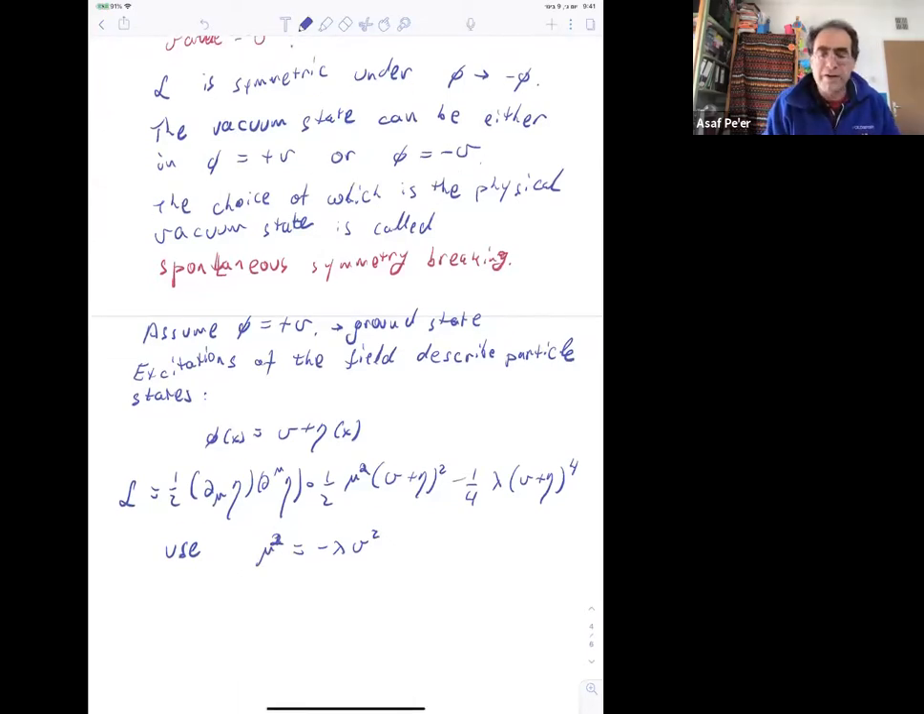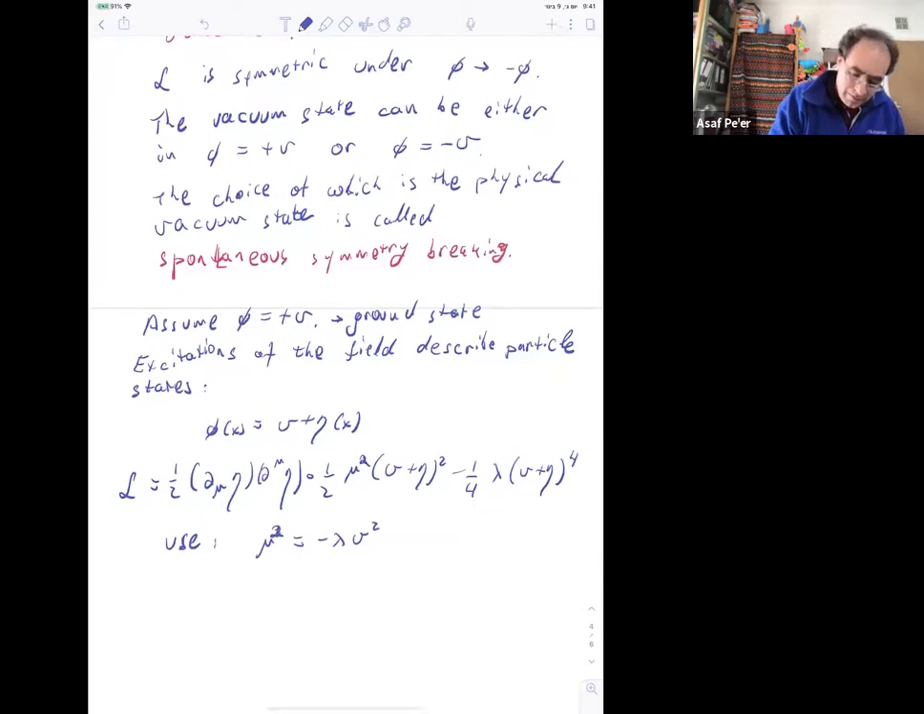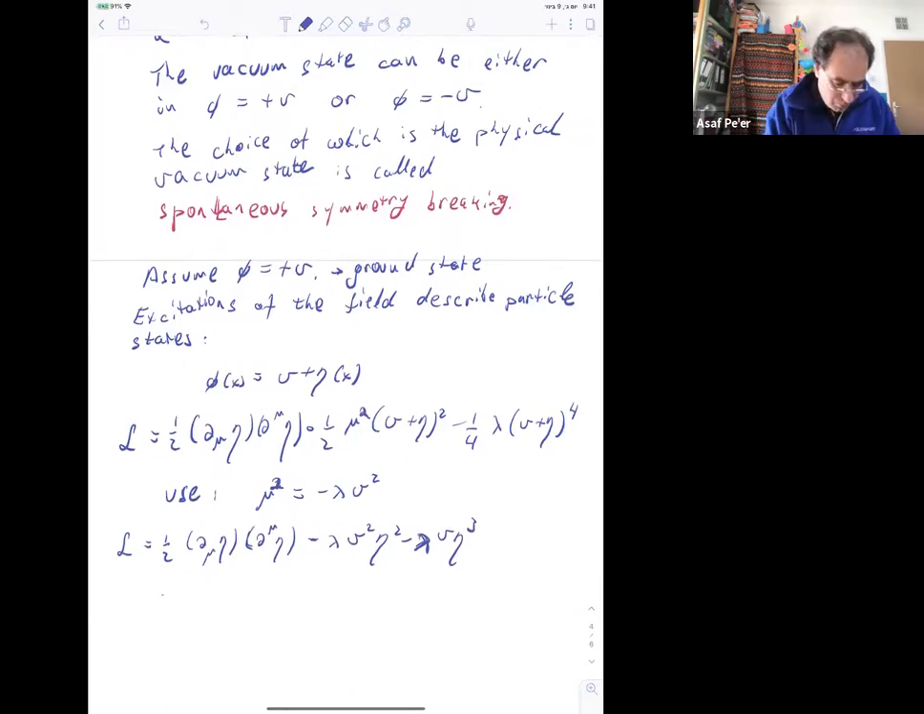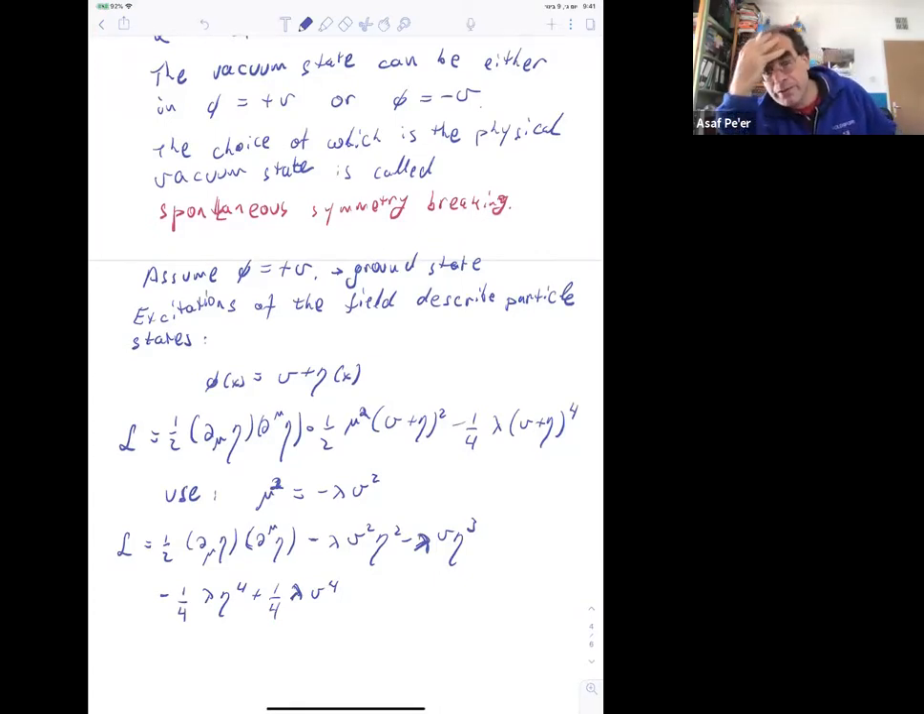And then I can further simplify the Lagrangian, and I get the Lagrangian is 1/2 d mu eta squared minus lambda v squared eta squared minus lambda v eta cubed minus 1/4 lambda eta to the 4 plus 1/4 lambda v to the 4. I did the algebra at home, so I'm just giving you the final result. You can practice it. Simply plug it in and open. Some terms will cancel.